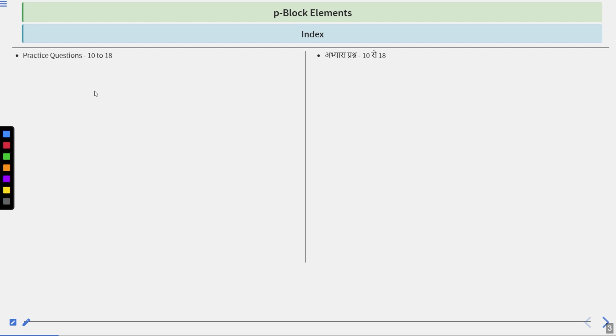So this is the index slide. We are going to see some practice questions from question number 10 to question number 18. Let's start with question number 10.